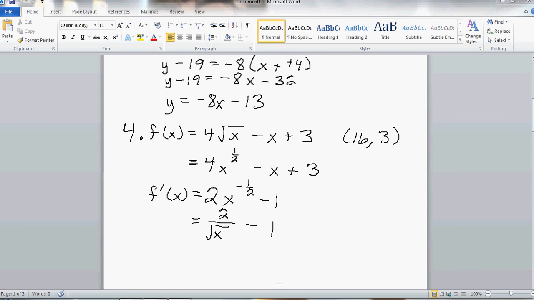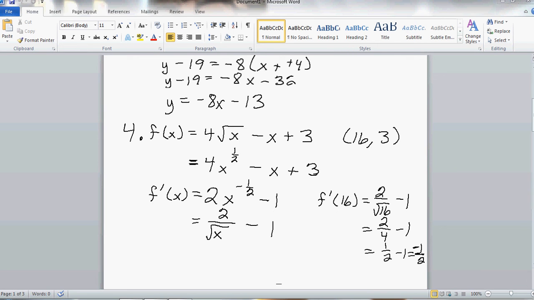Now, what we need to do next is we need to figure out what is the slope right at this point. So what I'm going to do is I'm going to take f prime of 16. So that's not too difficult. 2 over the square root of 16 minus 1 equals 2 over 4 minus 1, which equals 1/2 minus 1, which equals negative 1/2. So negative 1/2 is the slope of this curve at this point.